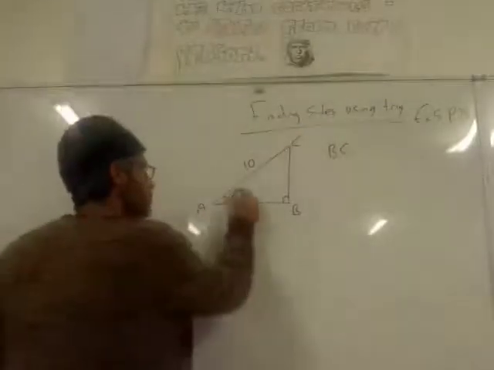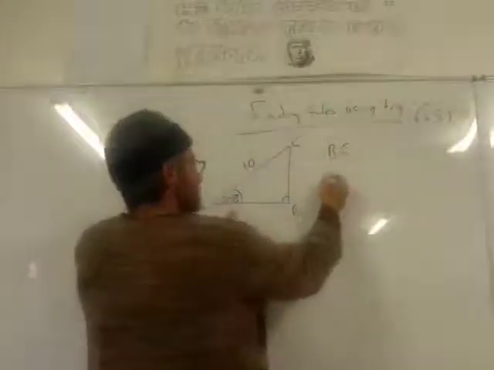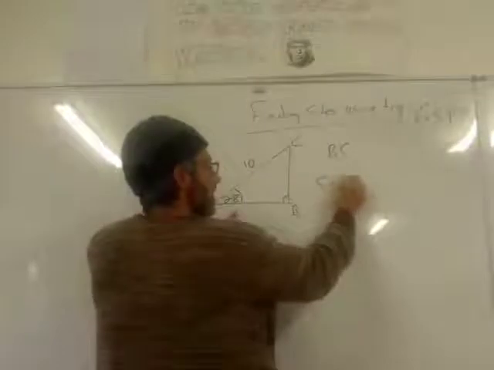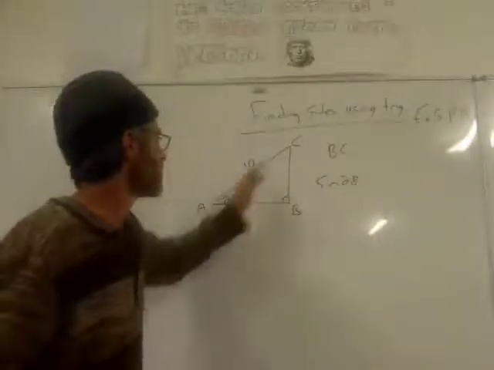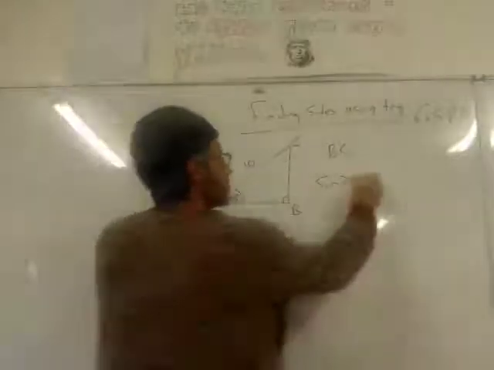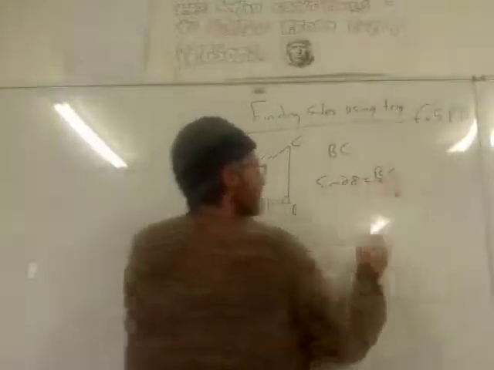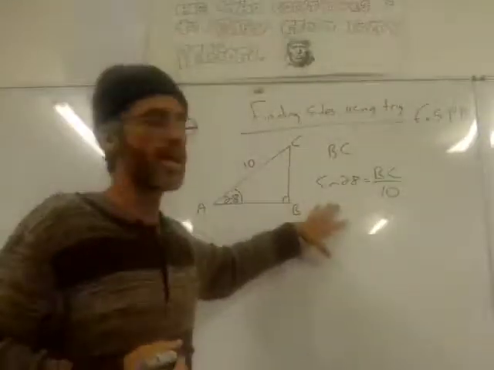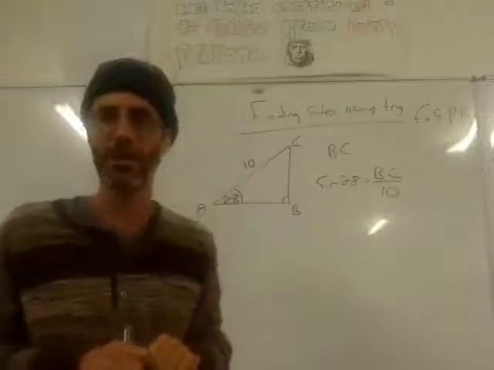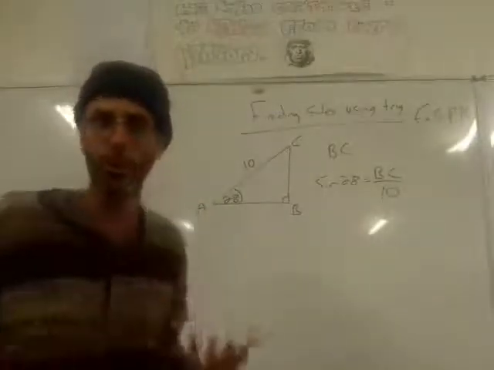So let's use this angle. And we say, I don't know what BC is, but I know that sine of 28 is the opposite divided by hypotenuse. It's BC over hypotenuse, which I know is 10. So in a test, if you just write that down, you get the first mark, because you know what sine means. And now I want to find BC. No problem.